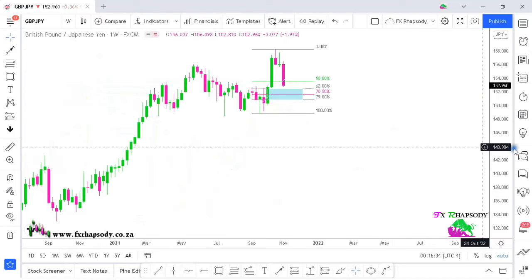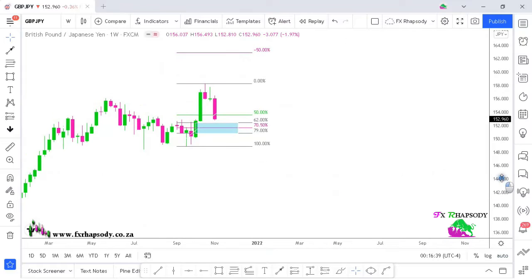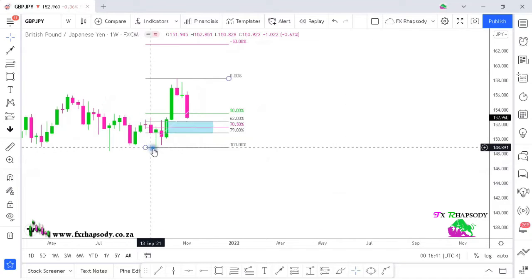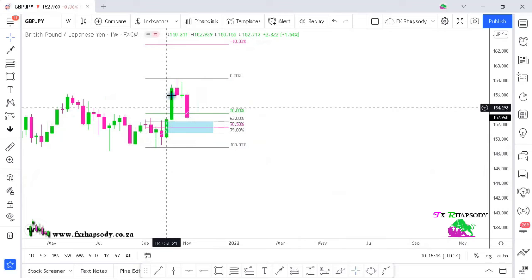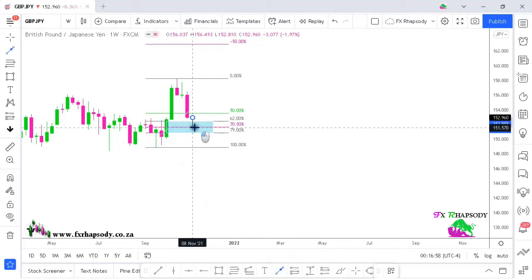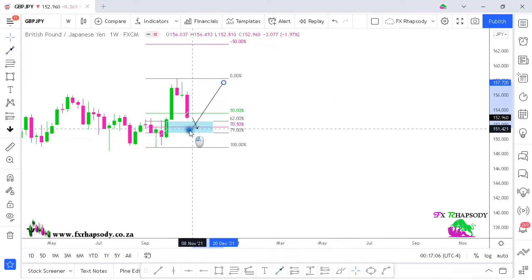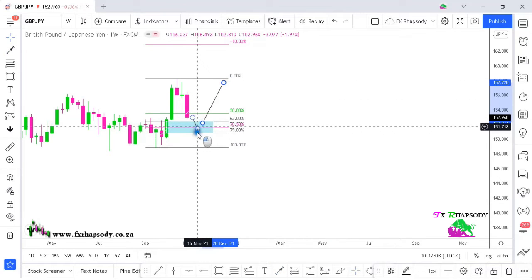So on a weekly time frame, let's just expand this a little bit. So what I did was here, I took my Fibonacci from the swing low to the swing high, and you can see price coming back to retest this area of the 62%. So I would like to see price coming down slightly, tapping into this area, and then somewhere in that area maybe moving to the upside. But also price can just as easily break through that area.